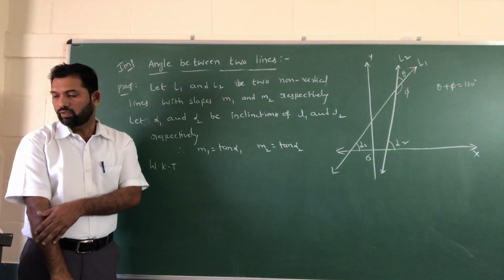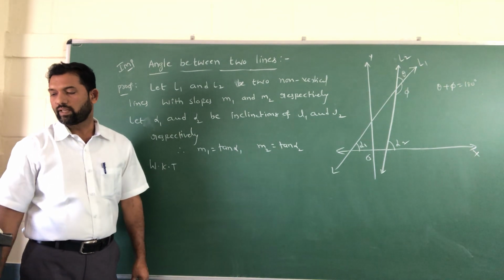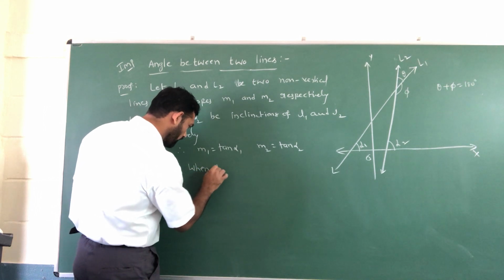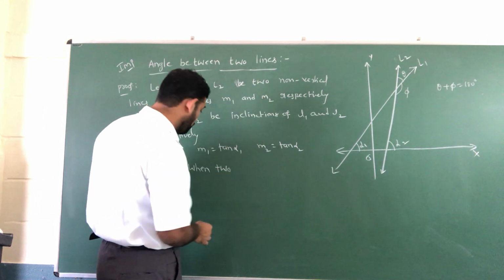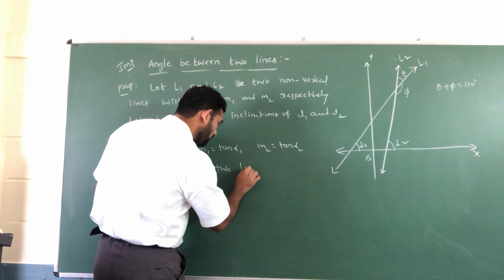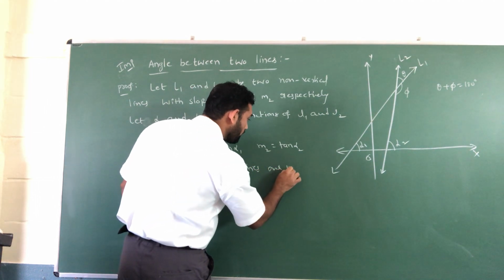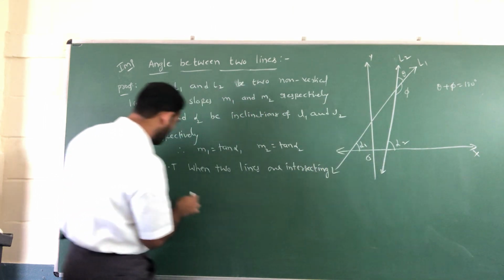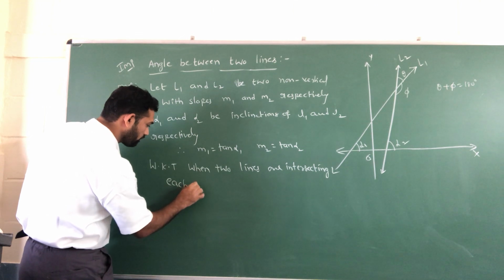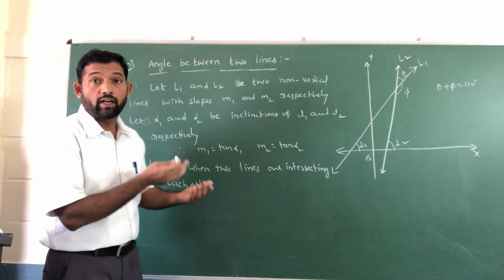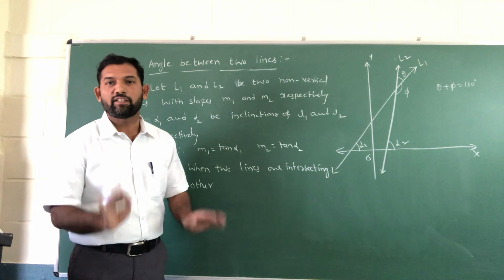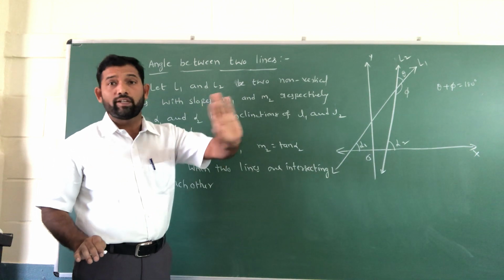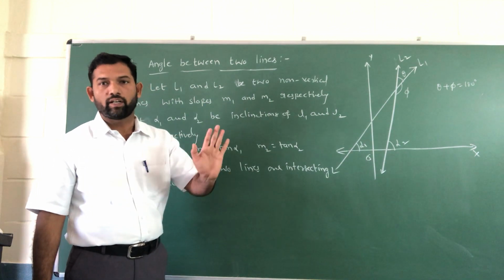We know that. So when two lines are intersecting each other, they are not parallel, they are not perpendicular, just intersecting. Those two conditions are already over.